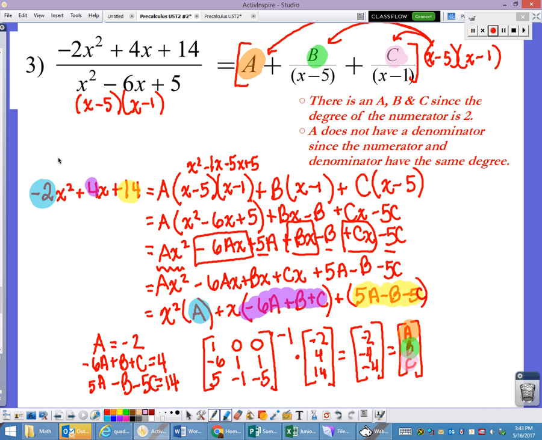So my final answer of my decomposed fractions is going to be negative 2 plus, well, actually in this case, because B is negative 4, I'm going to say minus 4 over x minus 5 minus 4 over x minus 1.